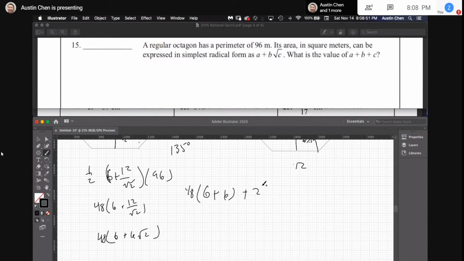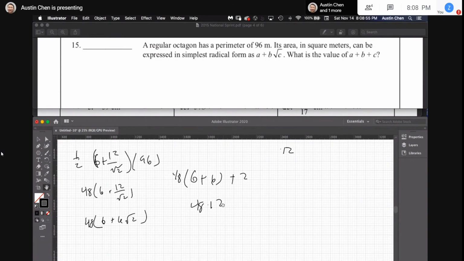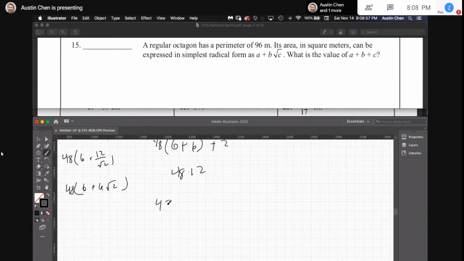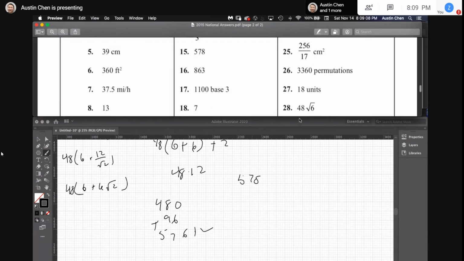There we go. Okay, so 48 times 12, that's just going to be 480 plus 96, which is just 576. Then plus 2 is 578. And yeah, that's your answer.